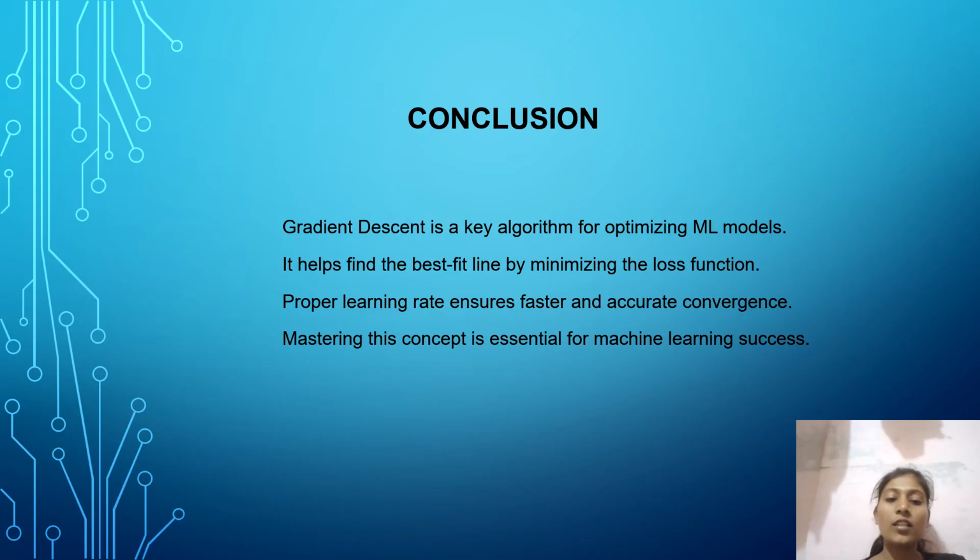And the last is conclusion. To conclude, gradient descent is a very important algorithm in machine learning. It helps us to minimize the error and find the accurate model parameters. Understanding gradient descent is essential to build a better predictive model.